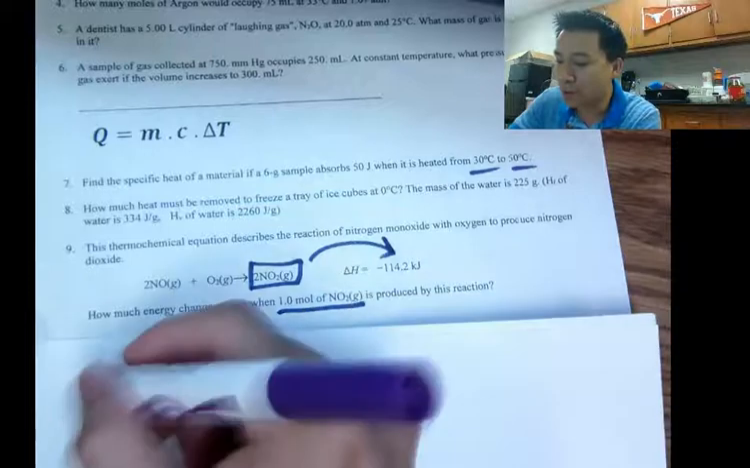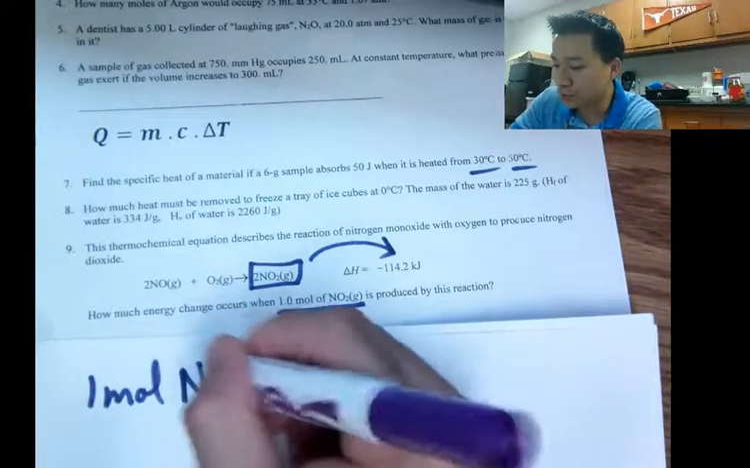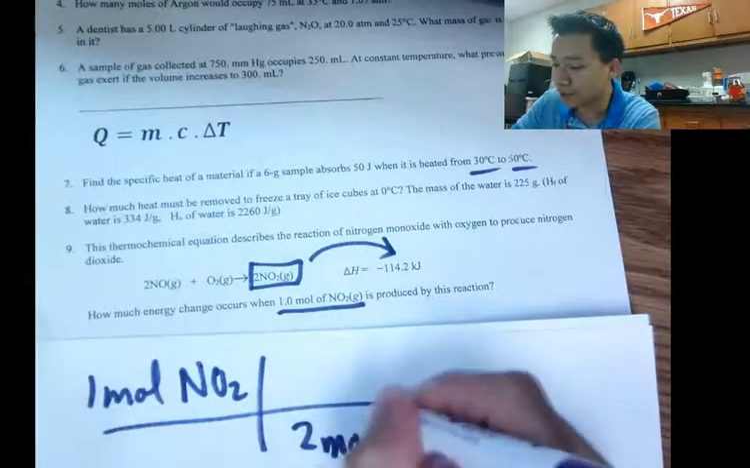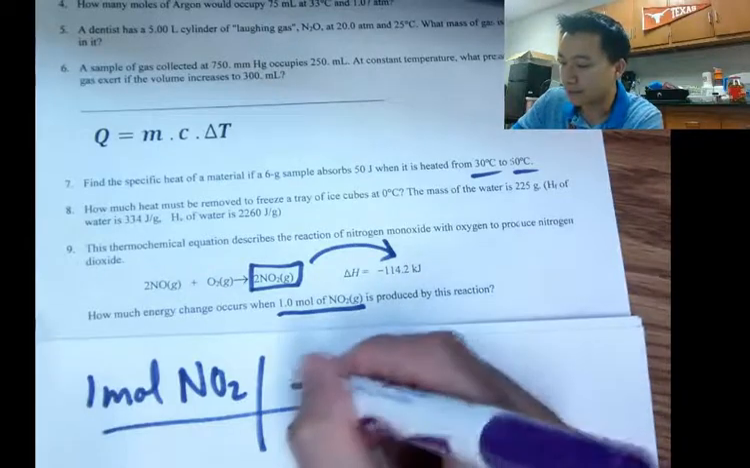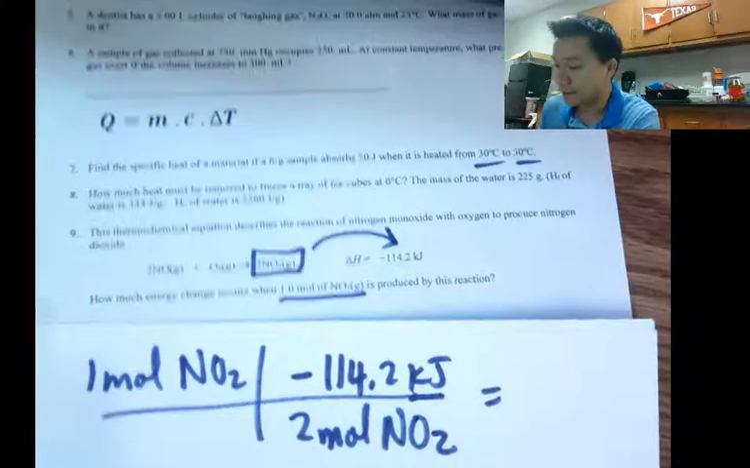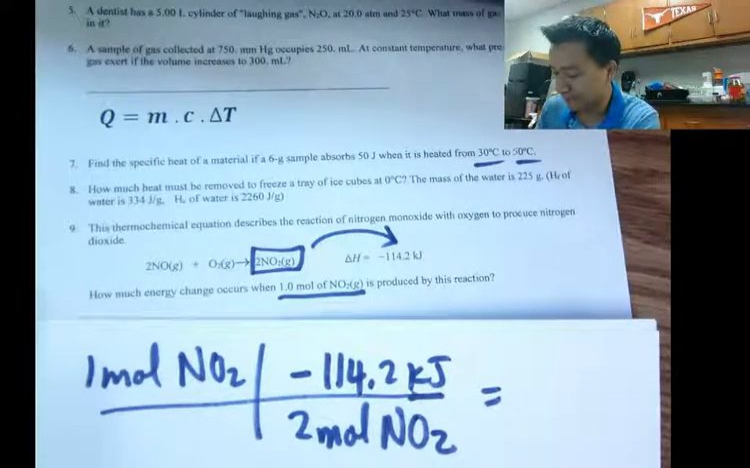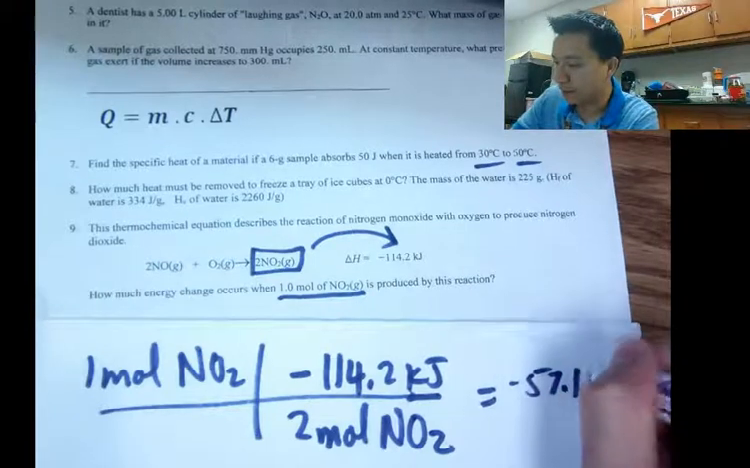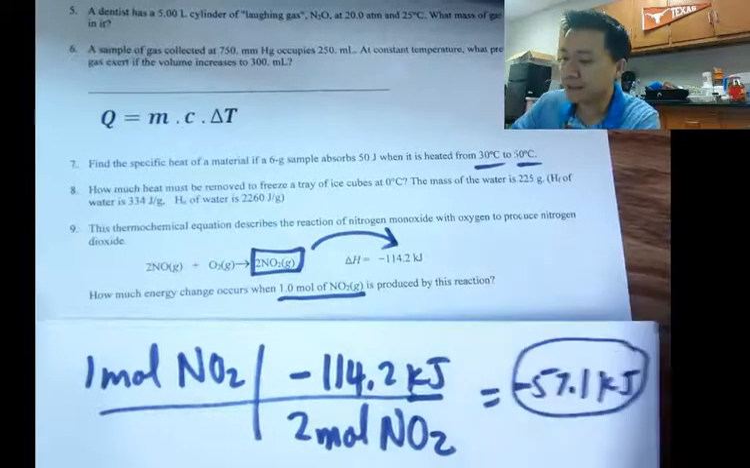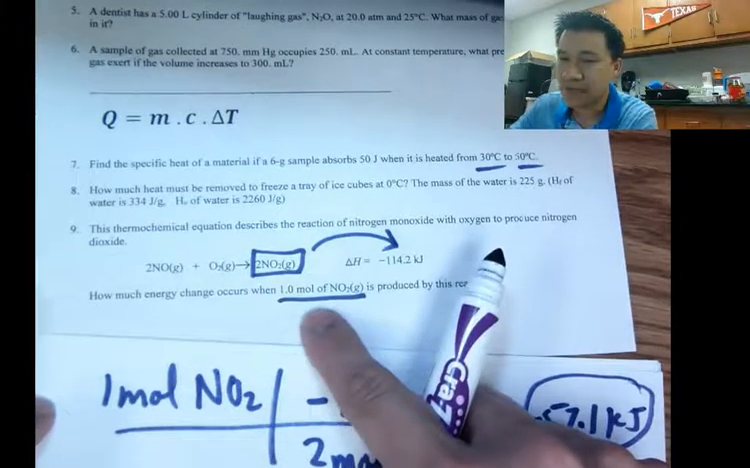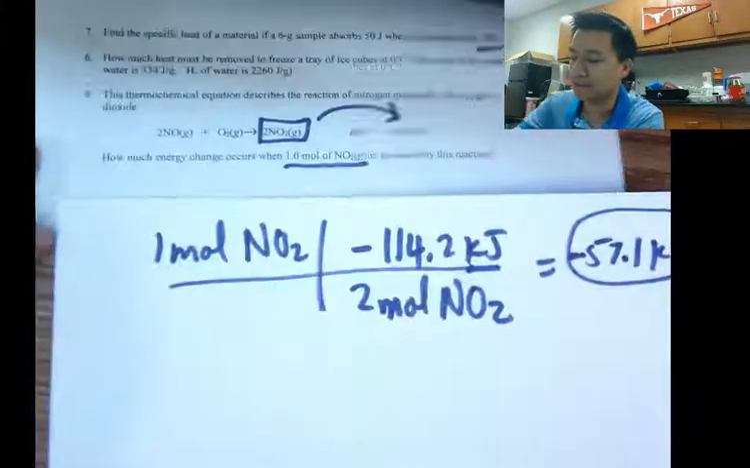Okay. So 1 mole of NO2, we start with that. And we know from the equation 2 moles of NO2 produces negative 114.2 kilojoules. That means it's releasing it. So basically take that divided by 2. So it's negative 57.1 kilojoules. Saying if 2 moles produce that much, how much will 1 mole produce? Half of that, right? Makes sense. There you go. Hopefully that makes sense.